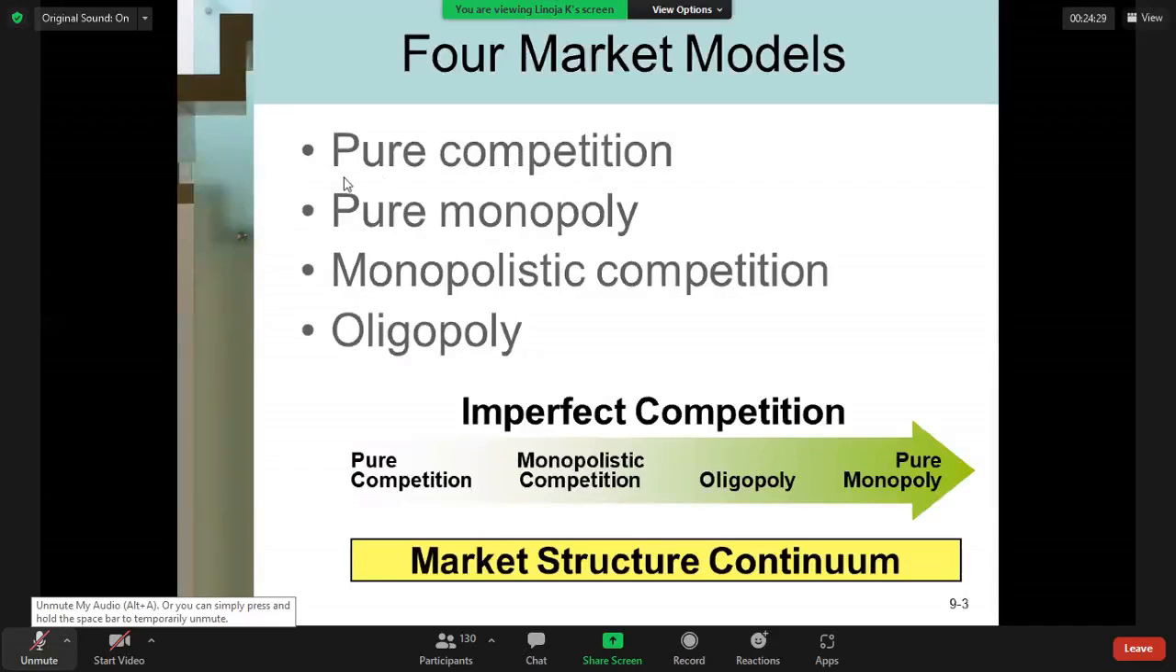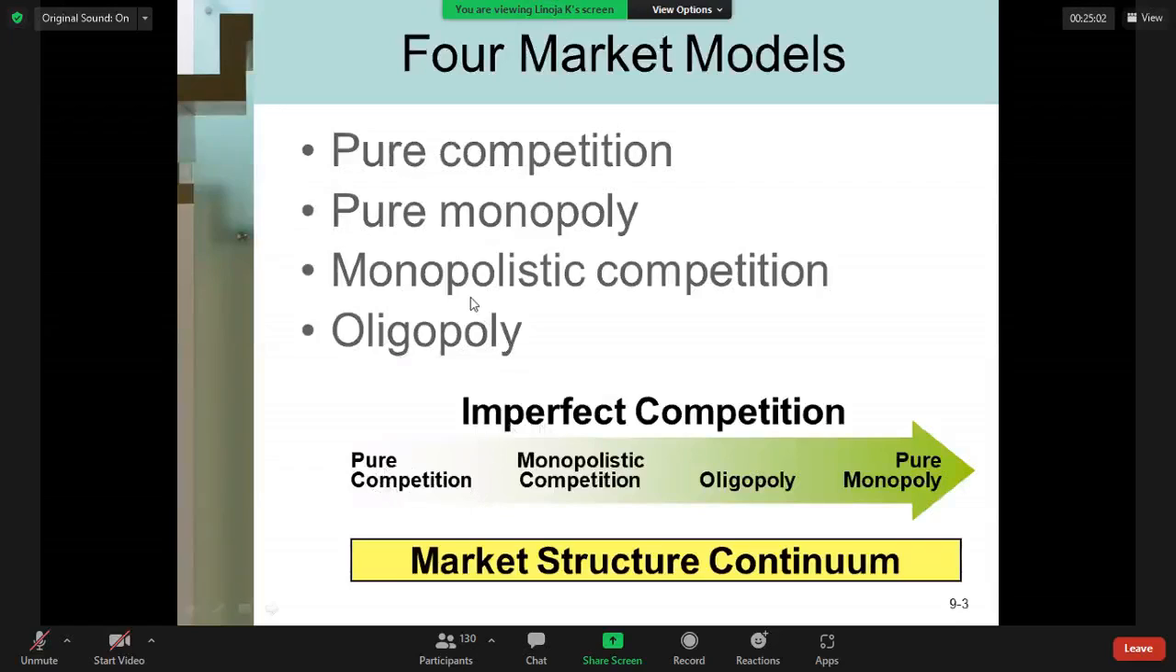4 models. First one is pure competitive model, or they can call it a perfect competitive model. Second one, pure monopoly, right? We will see one by one later. Monopolistic competition, right? Third one. And oligopoly market. So pure competition, pure monopoly, monopolistic competition, oligopoly. These are the 4 types of market models.